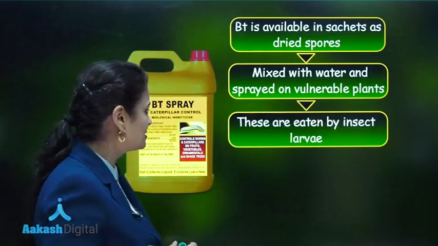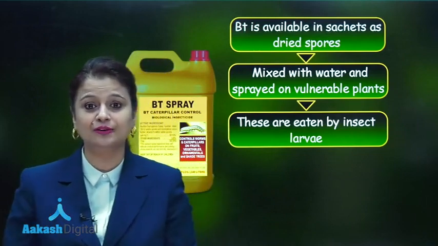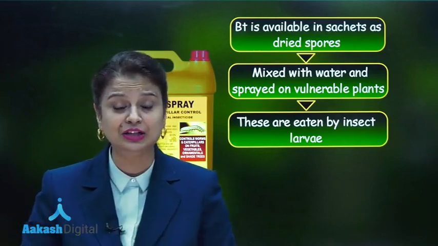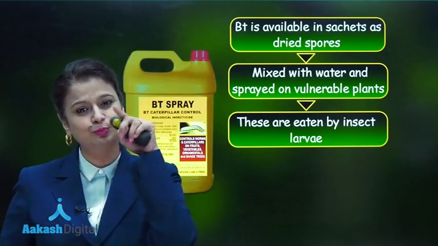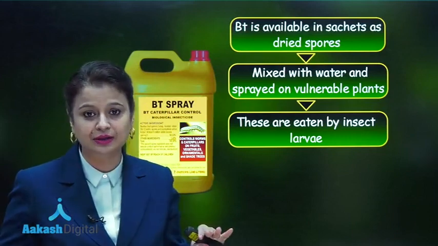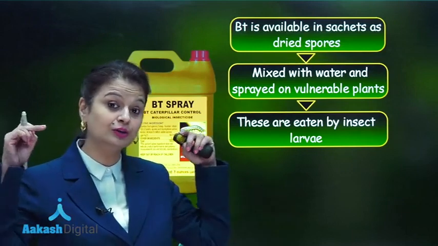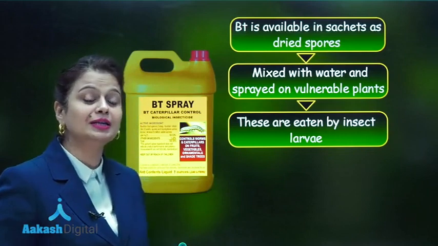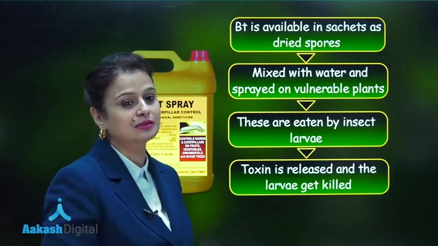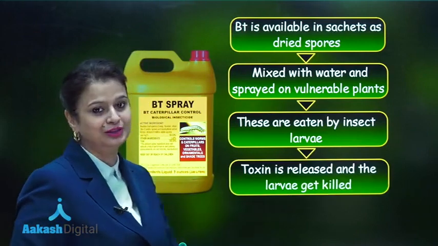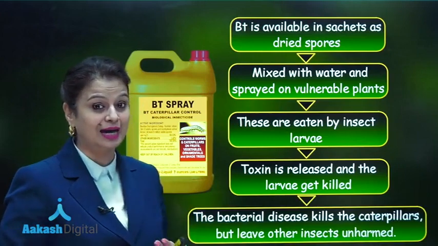Now when insect larvae eat these spores, what happens in the gut of the larva is there is the presence of alkaline condition, and in alkaline condition, this precursor of toxin, which you call protoxin, gets activated. Yes, protoxin is changed into toxin under alkaline condition in the gut of the larva. Then this toxin creates pores in the gut. It causes lysis of the gut, which ultimately leads to death of the larvae, right? So this is how Bt toxin acts.